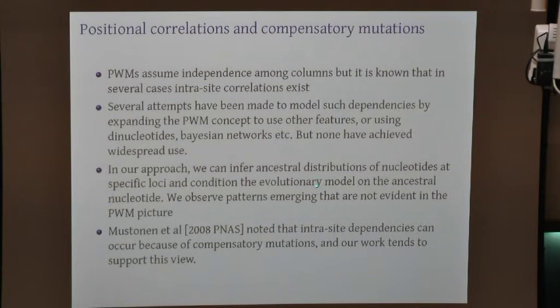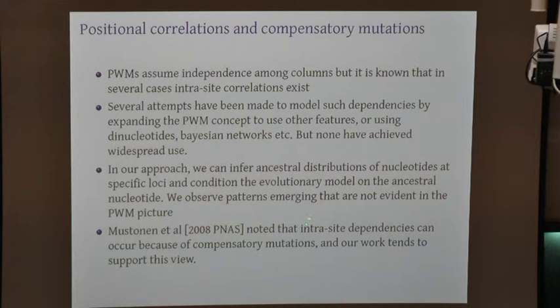Now one of the things that we'd like to look at is that position weight matrices assume that each column is independently sampled from its own multinomial distribution, but in fact it's known that there are correlations within sites, and this is another research instrument of mine that I won't get into now. But what we can do with this approach is infer ancestral distributions, and then condition the evolutionary model on ancestral nucleotides.